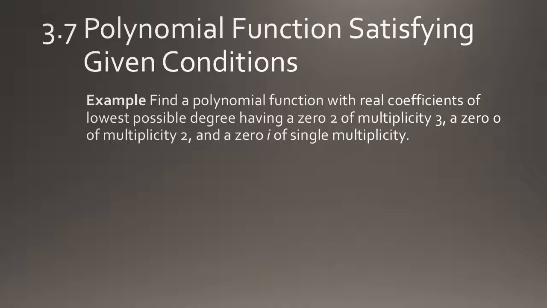So we're going to find a polynomial function with real coefficients of lowest possible degree, having a zero 2 of multiplicity 3, a zero 0 of multiplicity 2, and a zero i of single multiplicity. So we have 3 unique zeros: we have 2, we have 0, and we have i, and we're going to create a polynomial out of this. Why don't you pause this recording, give it an attempt, and then resume the recording to see how you did.